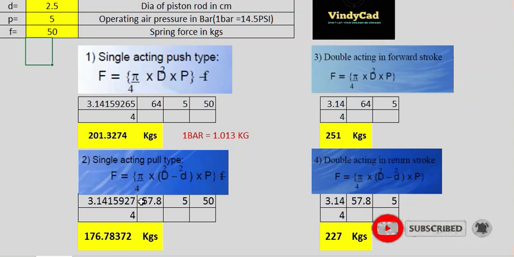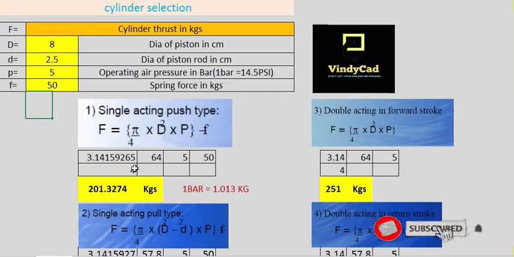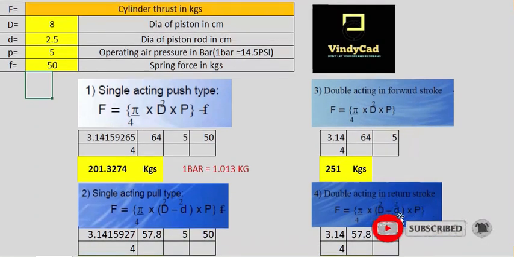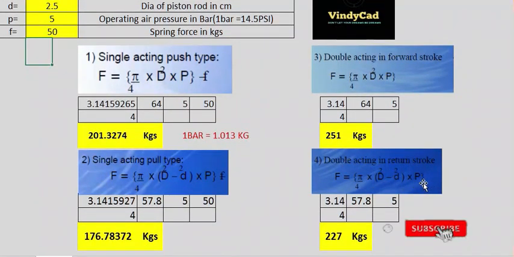If I am explaining the formula, half of the formula will be the same: pi by 4 into D squared is our area, then P is our operating pressure. The same way here also. As it is double acting, there will not be a spring, so there is no reduction in spring force. In double acting there is no reduction of spring force, but in single acting, both push type and pull type, there will be a reduction of the spring.